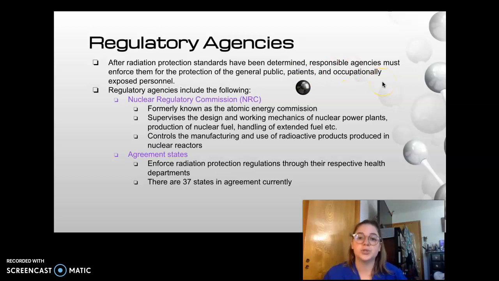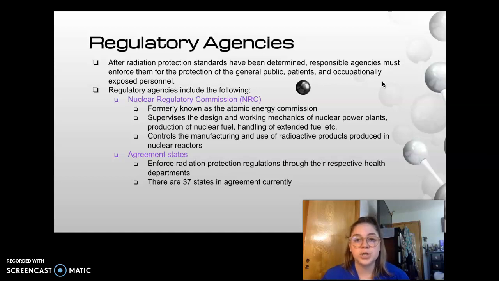Now, we're getting into regulatory agencies. These agencies are the people who impose the rules. They're the people that we follow, and they know what's best in a number of ways. So, the NRC, what used to be known as the Atomic Energy Commission. They supervise the design and working mechanisms of nuclear power plants, the production of nuclear fuel, and handling of spent fuel. They also control the manufacturing and use of radioactive products produced in nuclear reactors.